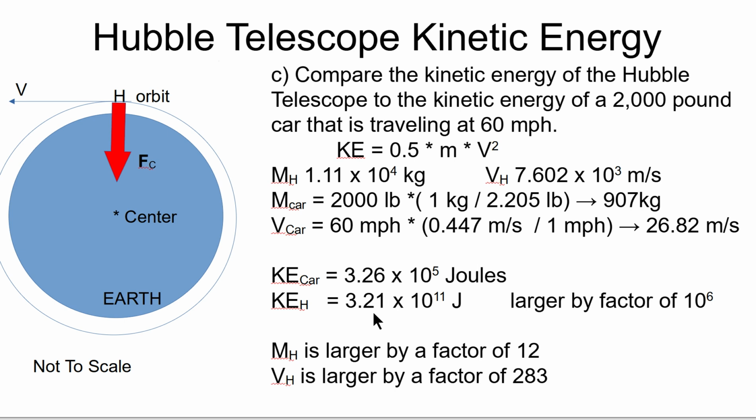Well, we ought to expect it to be larger. First, because the mass of the Hubble telescope is larger than the mass of the car, roughly by a factor of 12. But what makes the big difference, kinetic energy is proportional to the square of the velocity. And the Hubble velocity is larger than a car's velocity at 60 miles an hour by a factor of 283. So we get a much larger kinetic energy than we have for a car. How did the Hubble telescope get this energy? A rocket propelled it into orbit, and hopefully you're not driving a car that has a rocket engine.